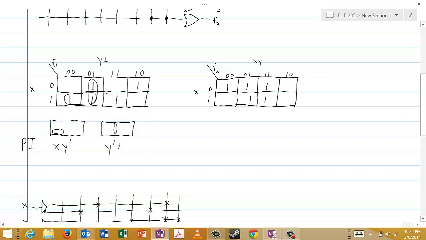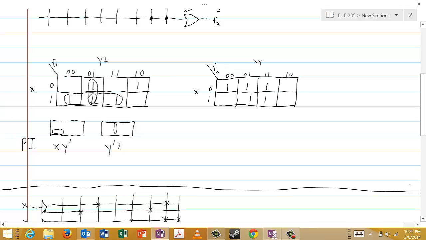Another one is here, and that one is xz, and that completes all of the rectangular groupings of 2 one cells. Now we have one more rectangular grouping of one cell, and that is x prime y z prime.